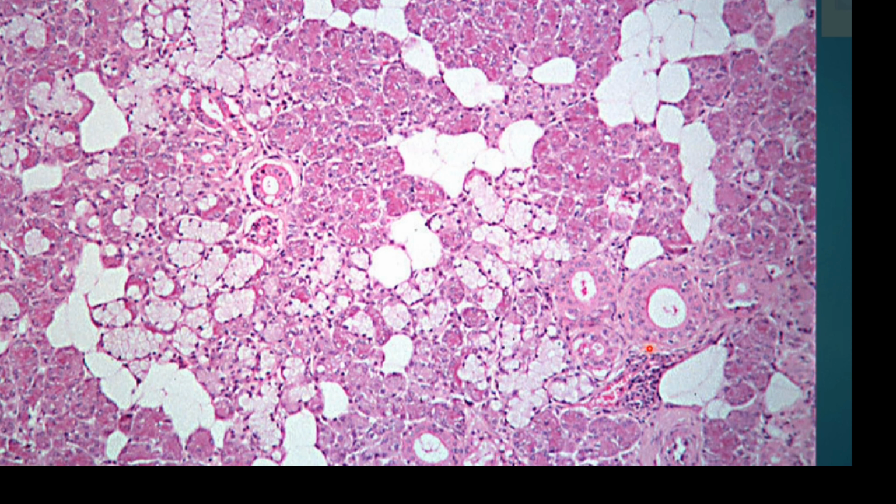Here you can see a beautiful striated duct lined by stratified cuboidal epithelium, another section of the striated duct. This is another section of the striated duct. This is another section of the striated duct, and this smaller one may be the intercalated duct.